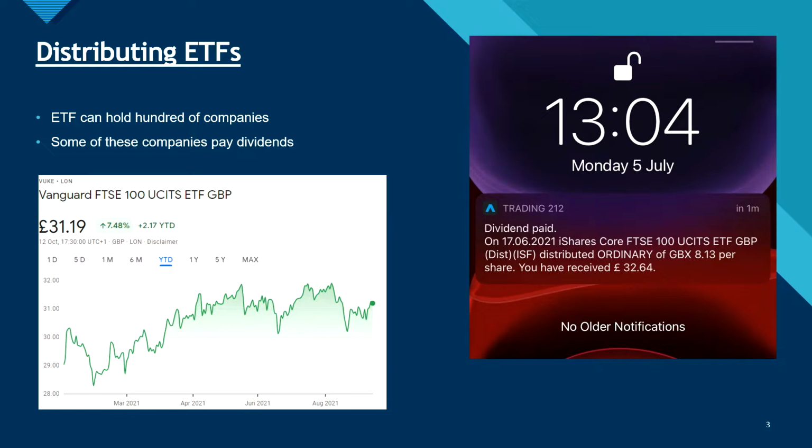Here's VUKE, a FTSE 100 distributing ETF. On the 18th of March, this ETF had an ex-dividend date for 0.464, worth around 1.55% of the share price at the time. On the 17th of June was 0.305, worth around 0.97%. And the 16th of September was 0.464, worth 1.51%.